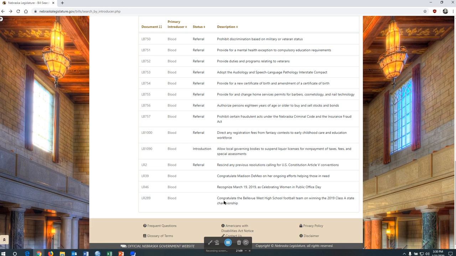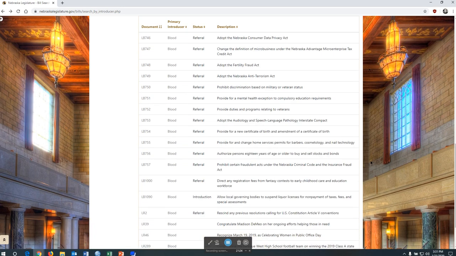LR 289, congratulate the Bellevue West High School football team on winning the 2019 Class A state championship. So, you're probably not going to see much opposition in the legislature for making a resolution that does that. We're really interested in the bills and what they do.